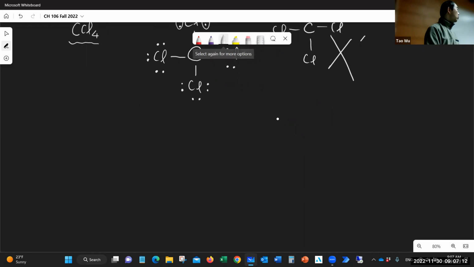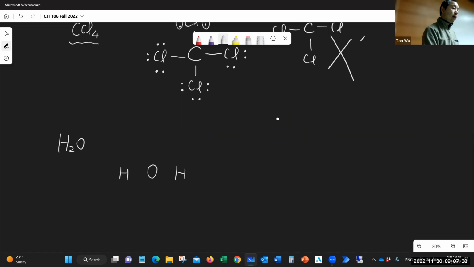Okay, so let's do one more practice over here. How about the water? Again, if you look at the water, you're going to recognize which one is the central atom. Obviously, oxygen is the central atom. Hydrogen is a side atom. So you put oxygen in the middle and put the hydrogen on the side.